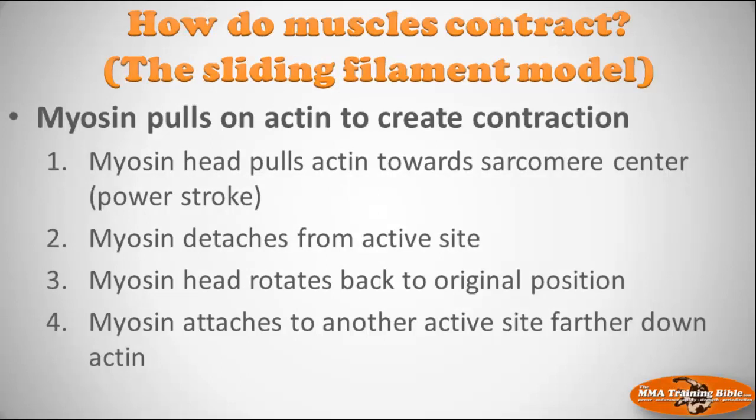Myosin is going to be pulling actin towards the center of the sarcomere. Each time myosin pulls on actin, that's referred to as the power stroke. So myosin will attach to the binding site, it will pull actin towards the center of the sarcomere, it will detach, rotate back around, and then attach to the next binding site and pull it again, another power stroke. And it keeps on doing this until actin reaches the center of the sarcomere, or until the calcium is gone, pumped back into the sarcoplasmic reticulum, or until the action potentials stop. So I'd like to draw a little diagram again to show you how this works, to try to conceptualize it just a little bit.